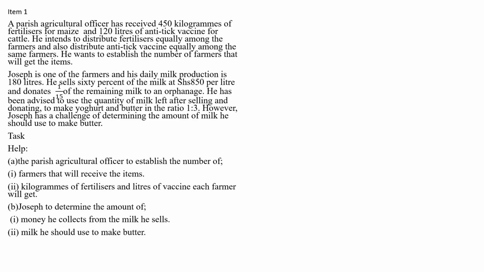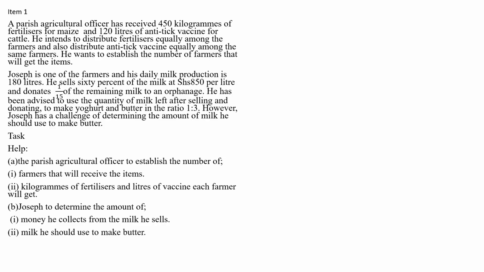So here the item reads that a parish agriculture officer has received 450 kilograms of fertilizers for maize and 120 liters of anti-tick vaccine for cattle. He intends to distribute the fertilizers equally among farmers and also distribute anti-tick vaccine equally among the same farmers. He wants to establish the number of farmers that will get the items. Joseph is one of the farmers and his daily milk production is 180 liters.